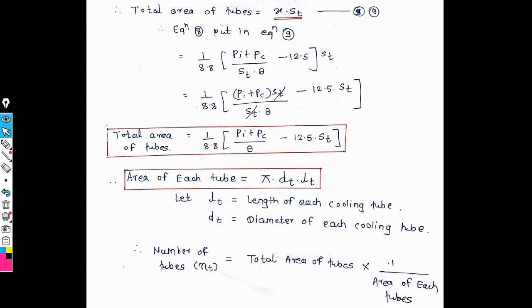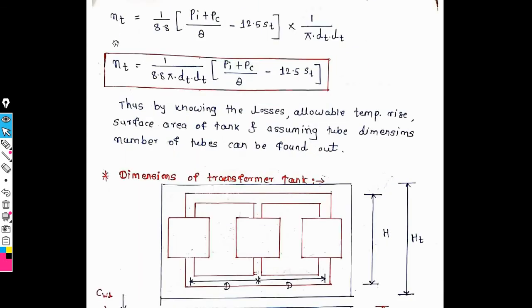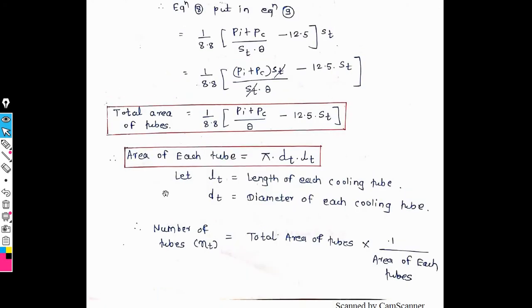These are the important formulas. That means these three important formulas are total area of tubes, area of each tube and number of tubes. These are the important formulas to solve problems based on design of transformer tank and transformer tube. Then this is the formula for number of tubes: Nt is equal to 1 upon 8.8 into bracket Pi plus Pc upon theta minus 12.5 into ST into 1 upon pi into dl. And this is the formula of number of tubes.